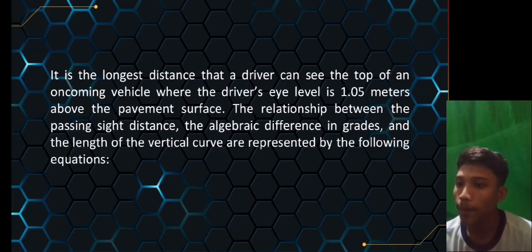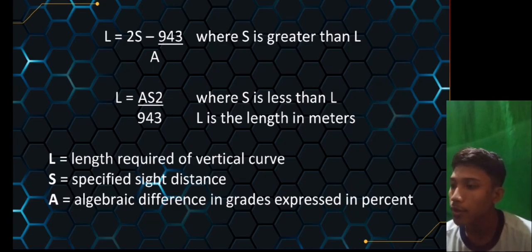The relationship between the passing sight distance, the algebraic difference in grades, and the length of vertical curve is represented by the following equations. L is equal to 2S minus 943 over A, where S is greater than L, and L is equal to A S squared over 943, where S is less than L, and L is length in meters. L is the length required of vertical curve, and S is specified sight distance. A is algebraic difference in grades expressed in percent.